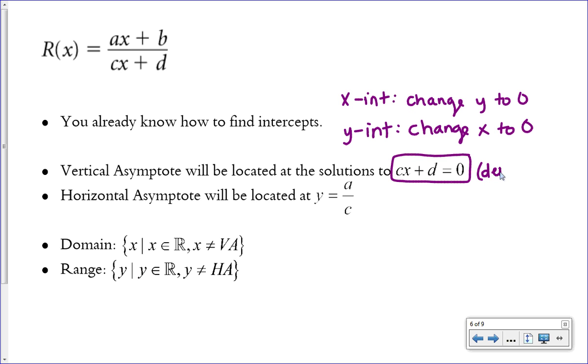That gives us the vertical asymptote because the denominator of a fraction is not allowed to equal 0, so whatever value for x you get is that value for x where the function can't exist because it makes the denominator be 0. So that's why we draw an asymptote there. Horizontal asymptote's a little funny for these functions. It's going to be y equals, because it's a horizontal line, a over c, which is basically the leading coefficient over the leading coefficient, a over c. And then the domain is going to be all real numbers except for the location of the vertical asymptote, and the range is going to be all real numbers for y except for the location of the horizontal asymptote, and those you would have just found.